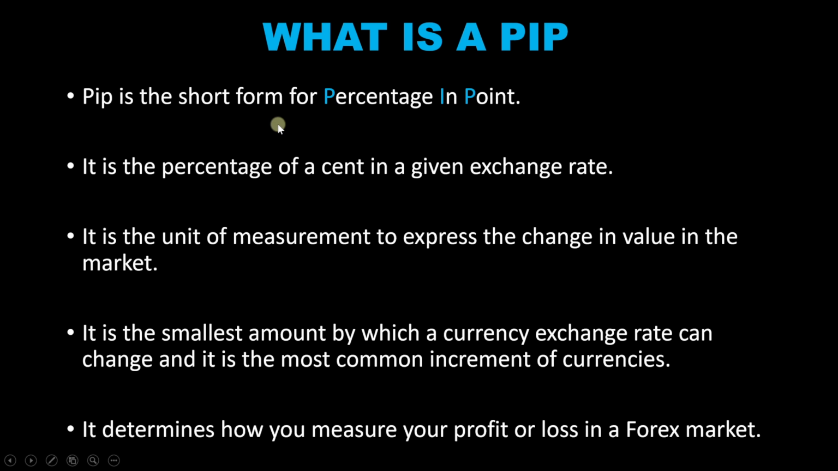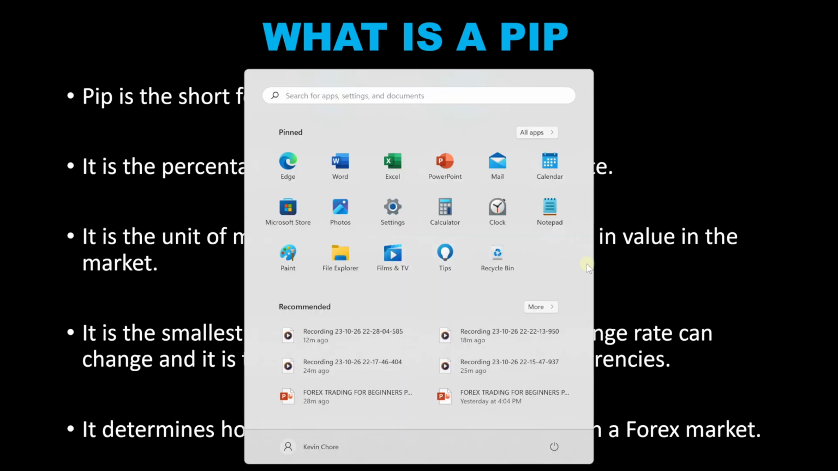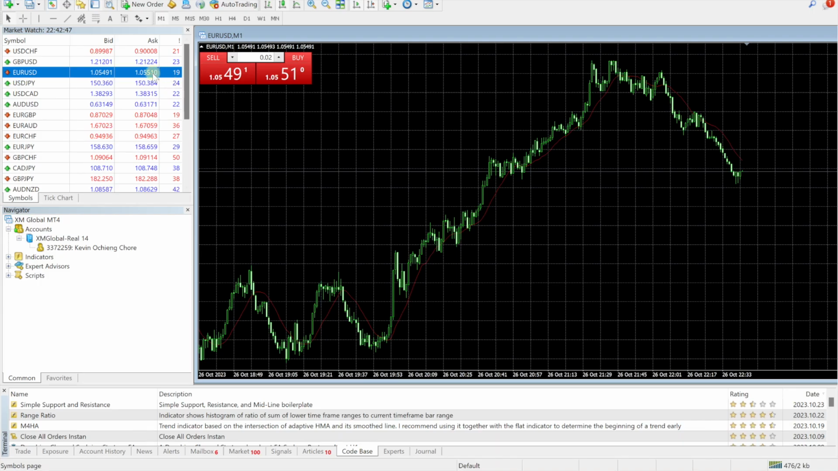What is a pip? Pip is a short form of percentage in point. It is the percentage of a cent in a given exchange rate. It is the unit of measurement to express the change in value in the market. It is the smallest amount by which a currency exchange rate can change, and it is the most common increment of currencies. It determines how you measure your profit or loss in a currency market. If you want to measure your profit and losses, you measure them through the pips.